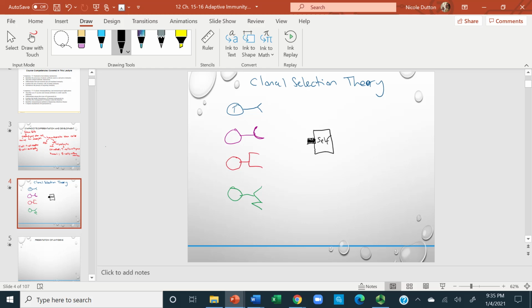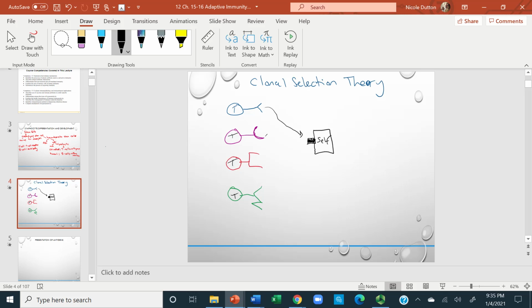Each one of these T cells is going to be tested. These are all T cells. So this one is going to bring its receptor near the self cell. Since the receptor is the wrong shape, it's not going to bind. This one passes the test, it's free to go.